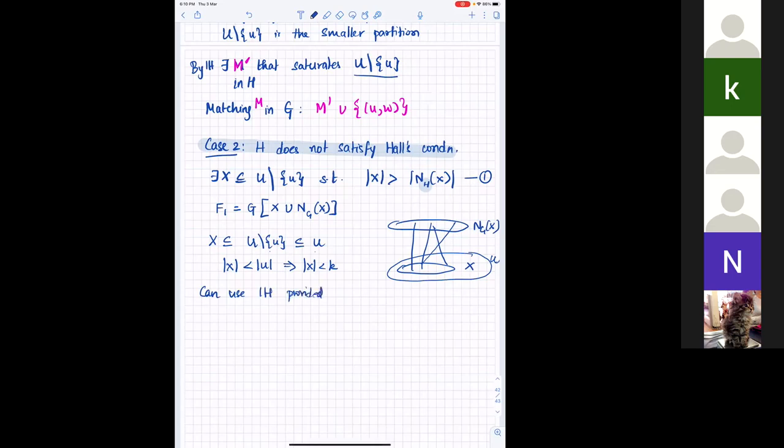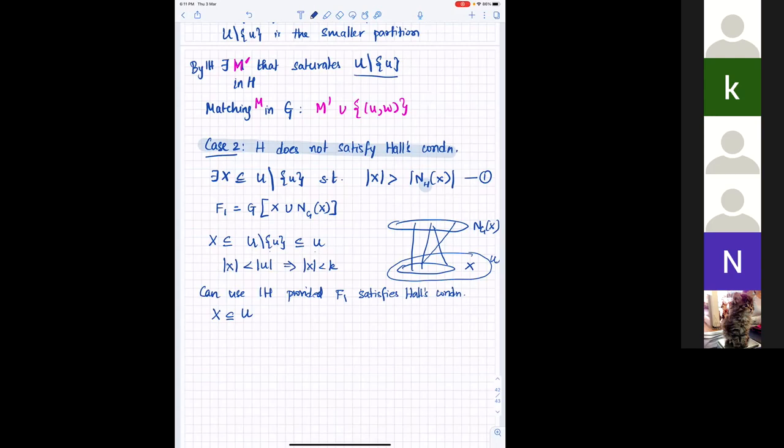But it doesn't satisfy Hall's condition, does it? So that is something we have to see. Provided F1 satisfies Hall's condition. Okay, let's see whether F1 satisfies Hall's condition. So we know that X is a subset of U. So to show that F1 satisfies Hall's condition, what should I do?